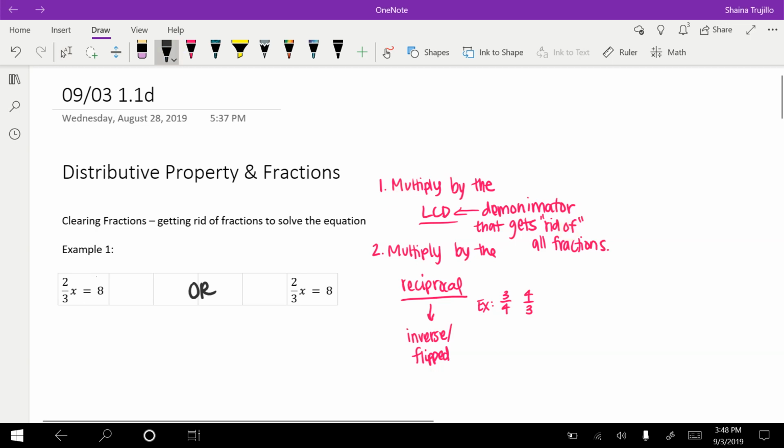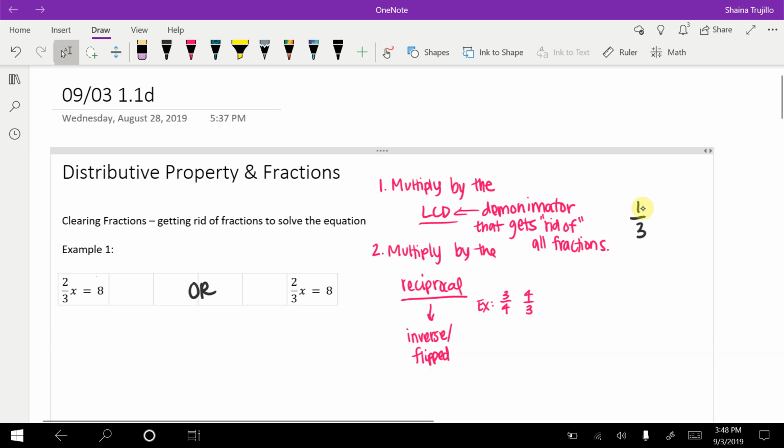fractions. So for example, if I have 1/3 and 1/6, okay, I can multiply this whole thing by 6 to be able to get rid of both the third and the sixth.